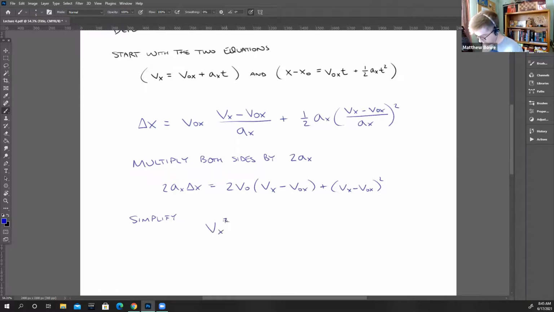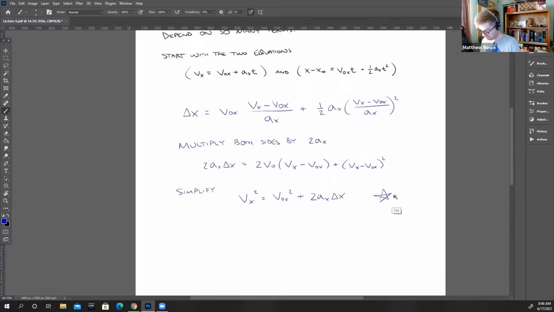V of x squared equals V naught of x squared plus 2ax delta x. So this is a kinematic equation. I'm going to put a star next to that. Since we've solved for t earlier, it just vanishes in this final version. And this equation right here is perfectly fine to use. It's very helpful when we don't have the time value.